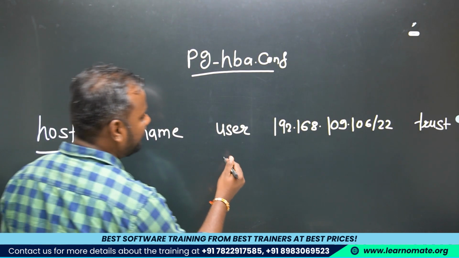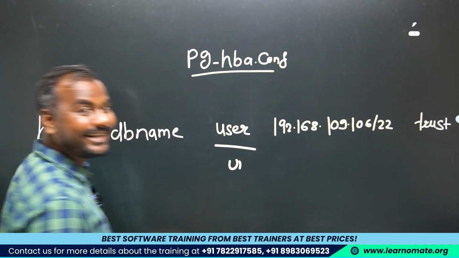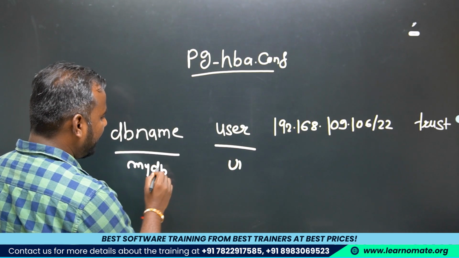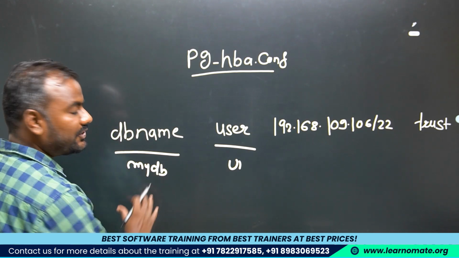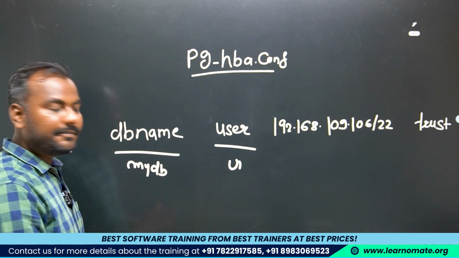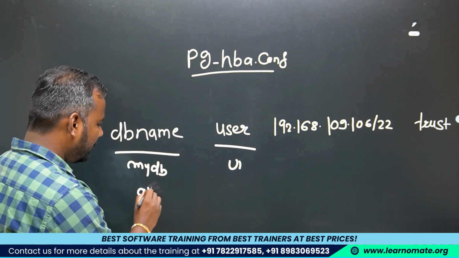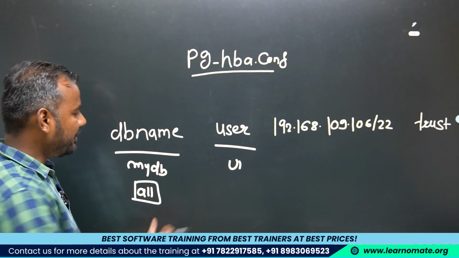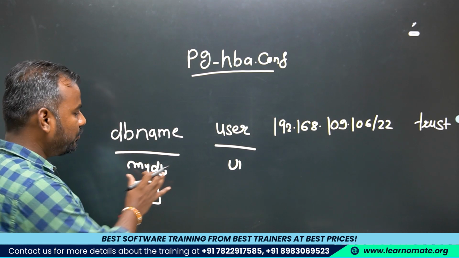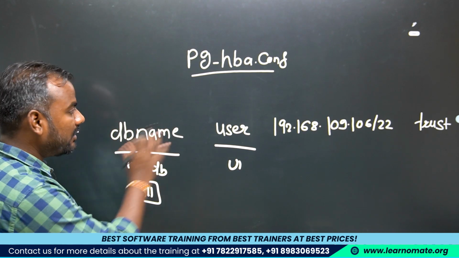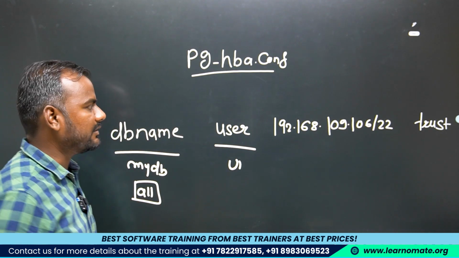Now let's say there is a user one, the user who wants to connect to MyDB, where MyDB is the database name. You need to mention those details. If you mention all here, then user one can connect to any database. So you have both options: you can specify the name of the database this user wants to connect to, or you can mention all. All means he can connect to all the databases under that PostgreSQL cluster.